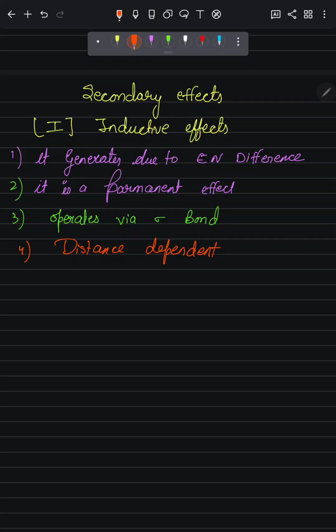It is generated due to electronegativity difference, it is a permanent effect, it operates via sigma bonds, and it is a very distance dependent effect. We need to follow the DNP rule here, in which we first check the distance, then the number of groups attached, and then the power. The DNP rule is followed to identify the inductive effect in different groups.